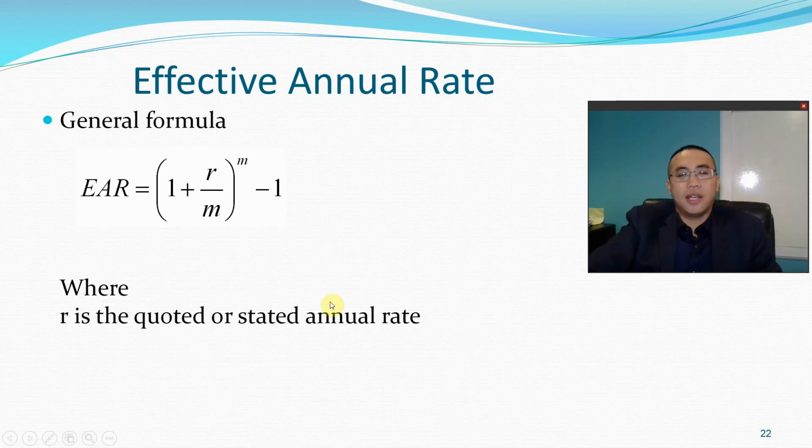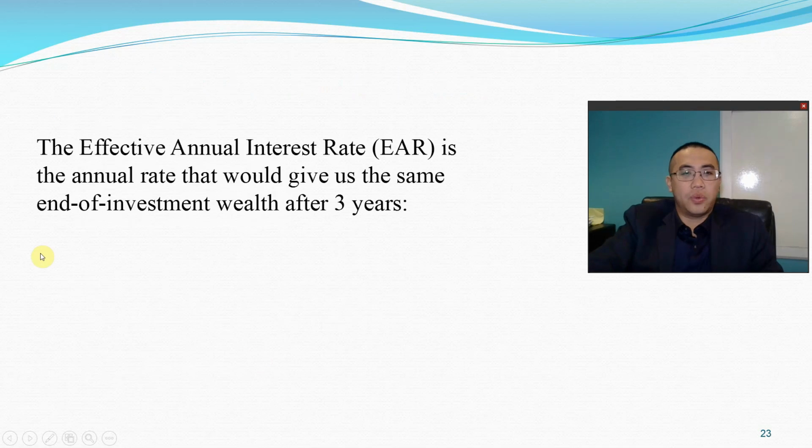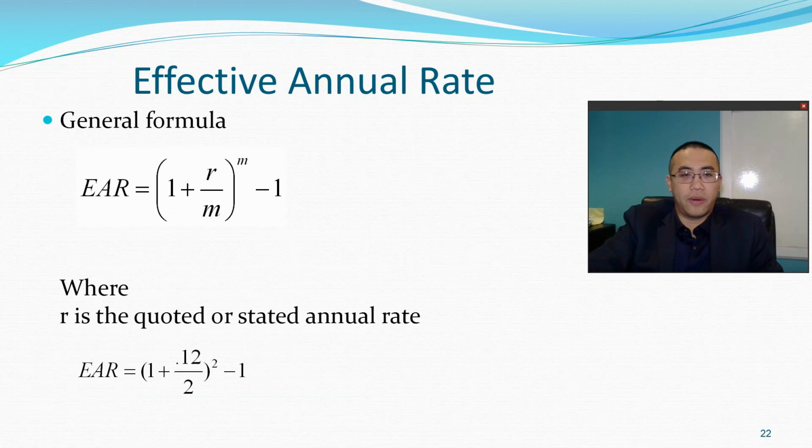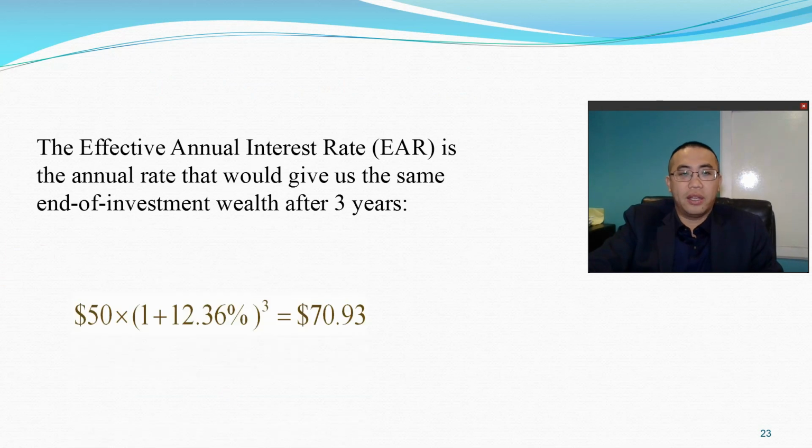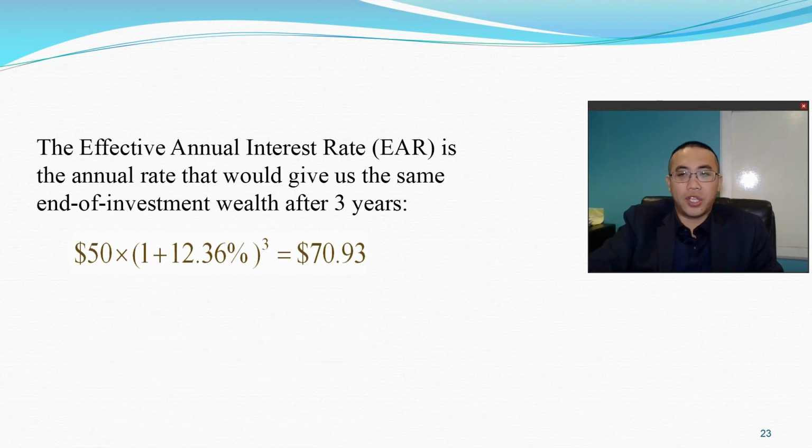And how do you calculate this effective rate? You need to divide the quoted rate by the frequency, plus 1, raised to the power of m, and then minus 1. So for example, if you have a 12% quoted rate, you divide that by 2, plus 1, raised to the power of 2, minus 1, then the 12% rate would be 12.36%. So it's just like you invest your money and get 12.36% each year for 3 years.